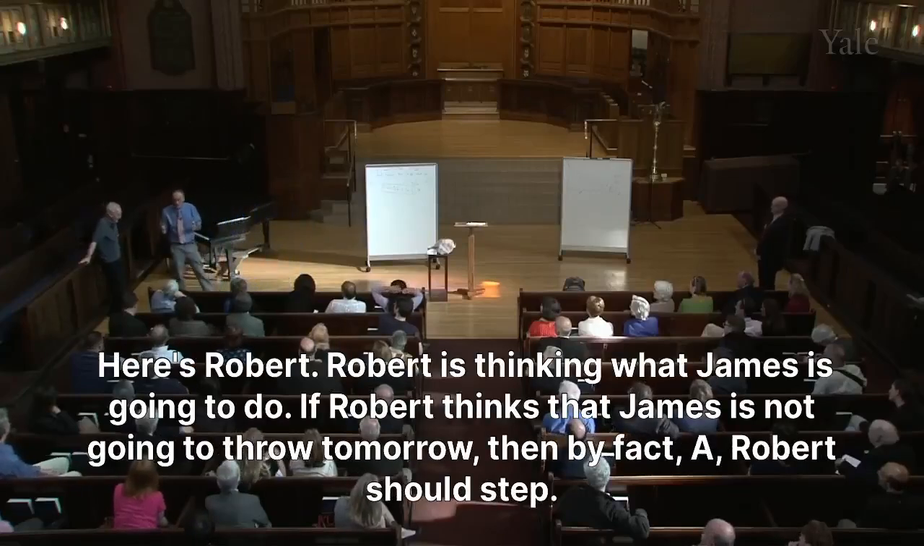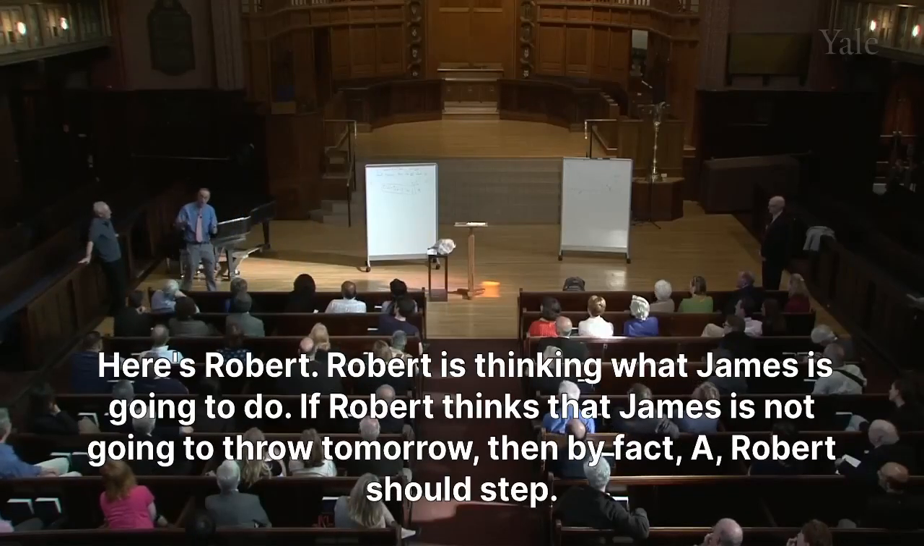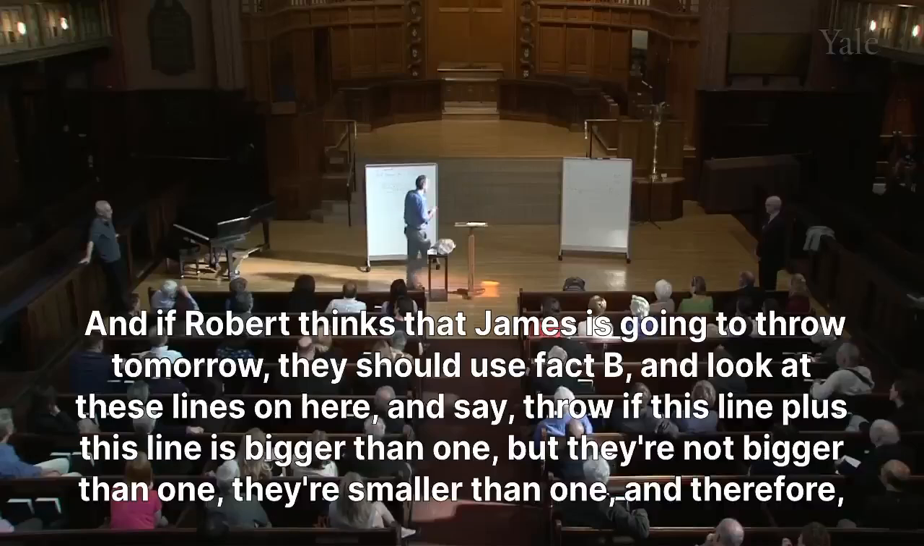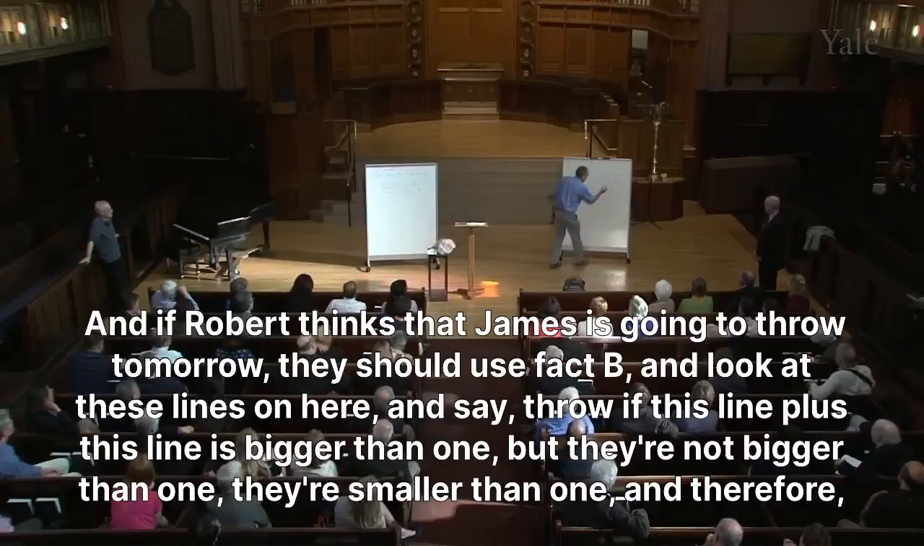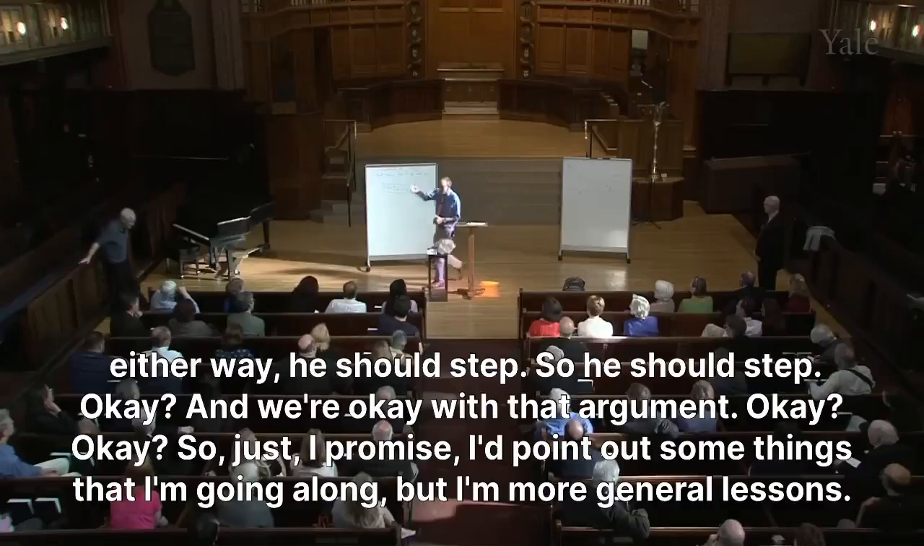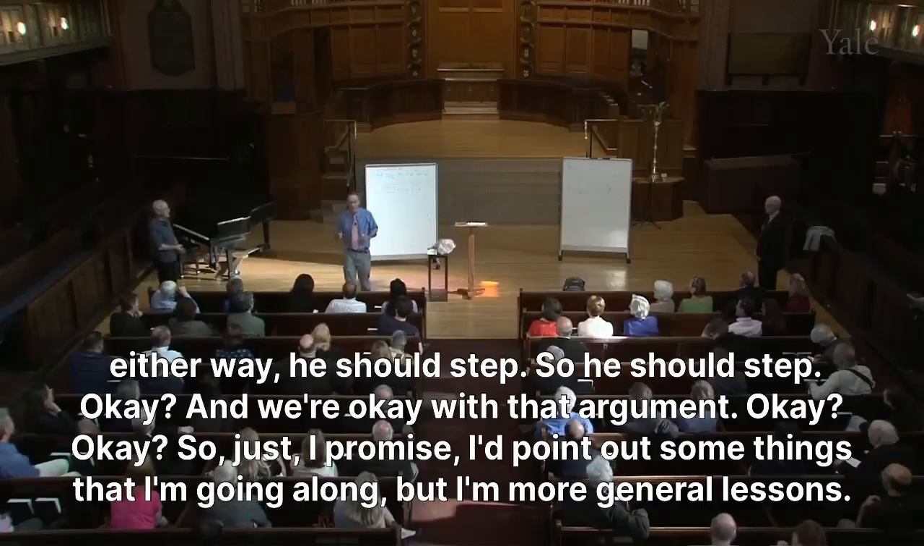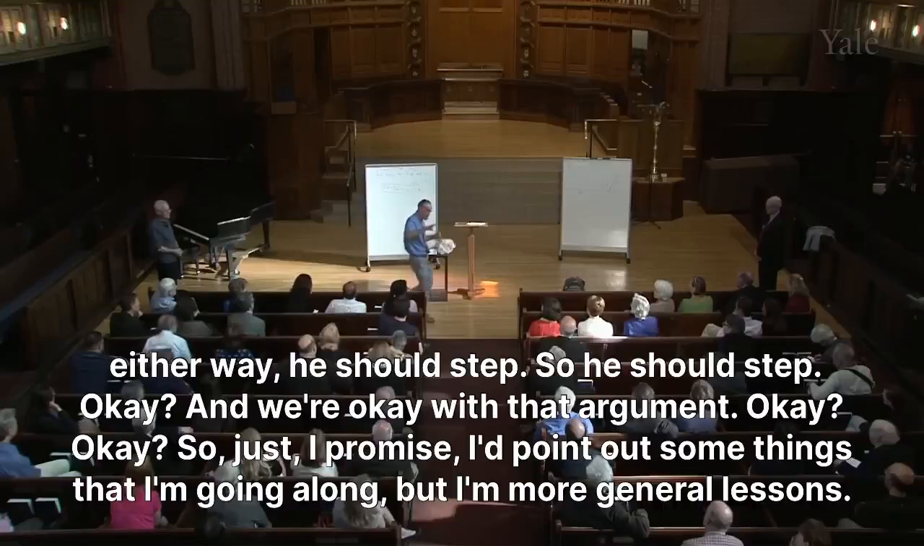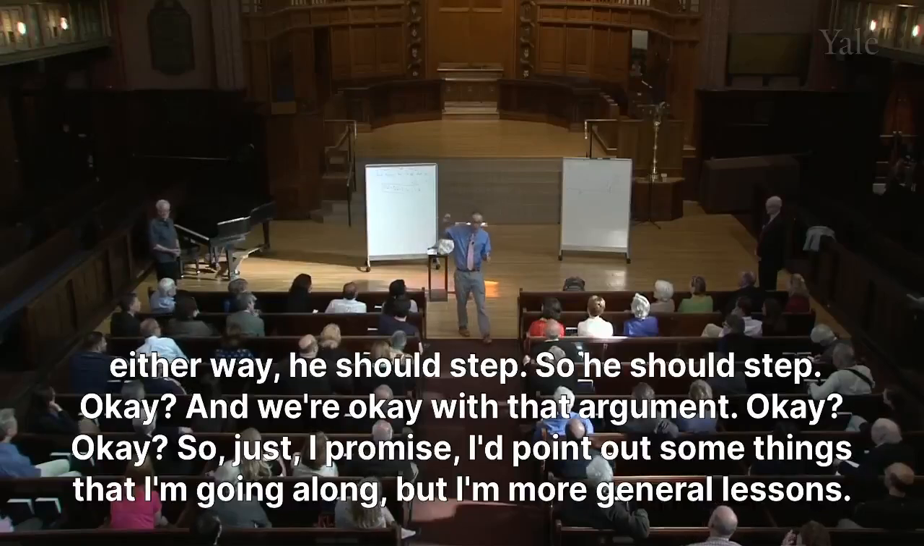Here's Robert. Robert is thinking what James is going to do. If Robert thinks that James is not going to throw tomorrow, then by fact A, Robert should step. And if Robert thinks that James is going to throw tomorrow, then he should use fact B and look at these lines on here and say throw if this line plus this line is bigger than 1, but they're not bigger than 1, they're smaller than 1, and therefore either way he should step, so he should step. Okay, everyone okay with that argument? Okay. So I promise I'd point out some things along the way that are more general lessons.